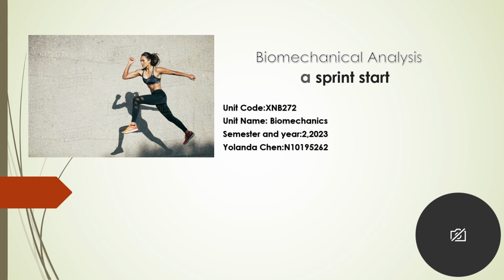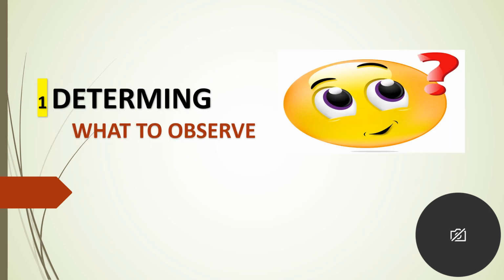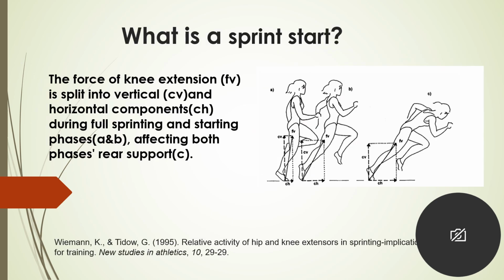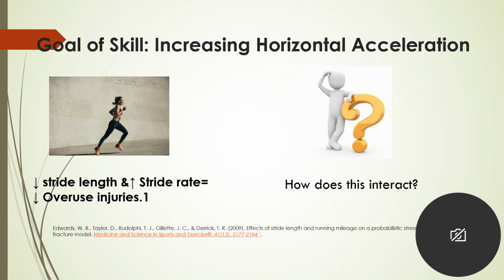I'm Yolanda Chen. Today, I'm analyzing horizontal acceleration during a sprint start. Firstly, what to observe? The picture shows the transition from standing to sprinting with the propulsion, which is the body lean forward and horizontal force. The goal of the skill is to increase horizontal acceleration. Decreasing the stride length and increasing the stride rate decreases the risk of tibial stress fractures.